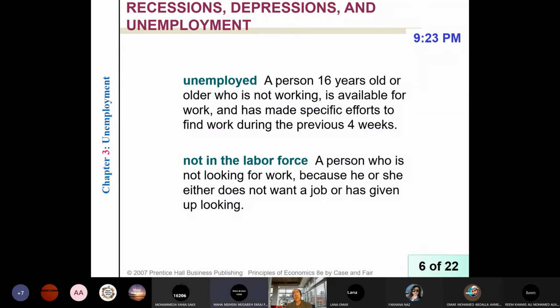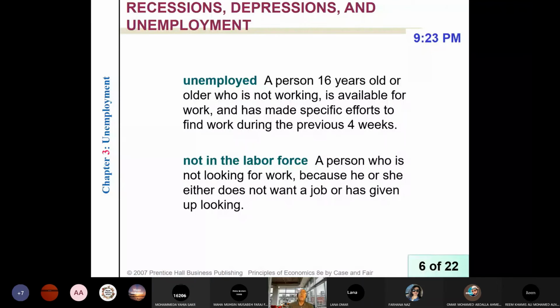Not in the labor force. A person who is not looking for work because he or she either does not want a job or has given up looking. Okay, see here, who is not in the labor force? For example, people under the age of 18, teenagers, kids are not in the labor force.